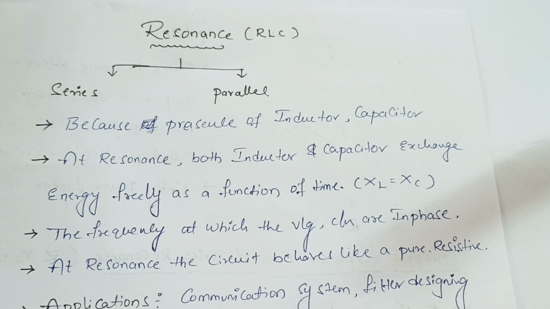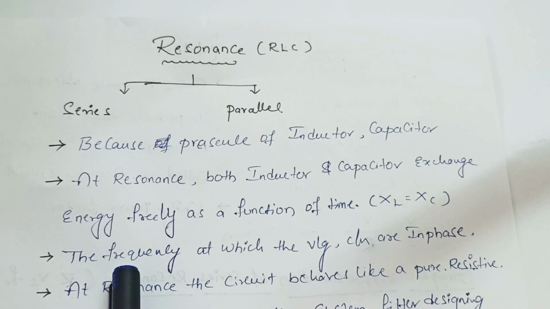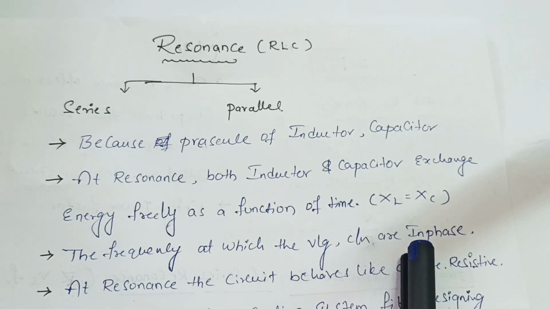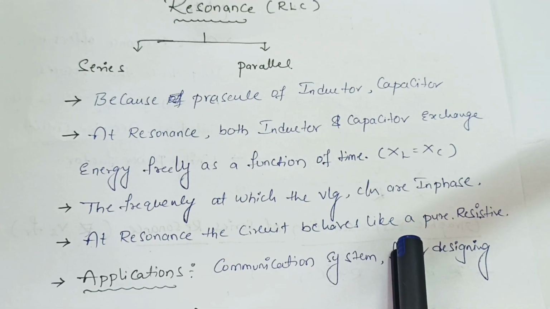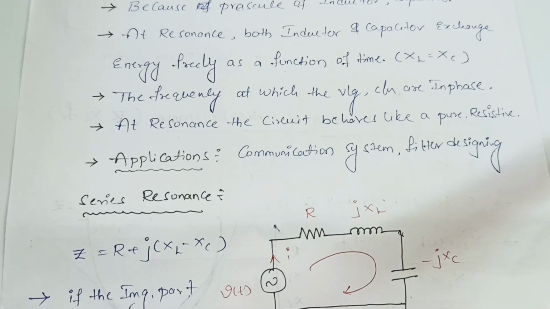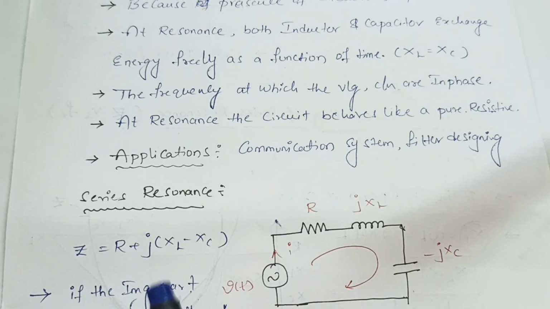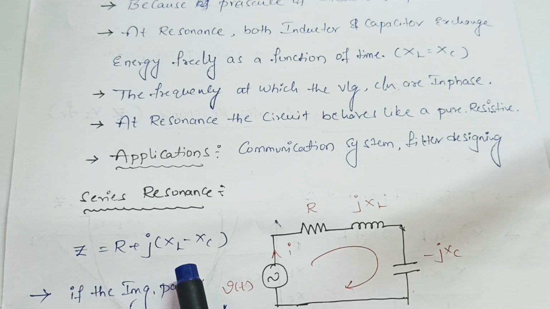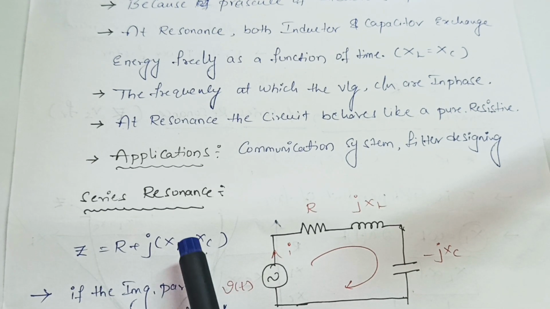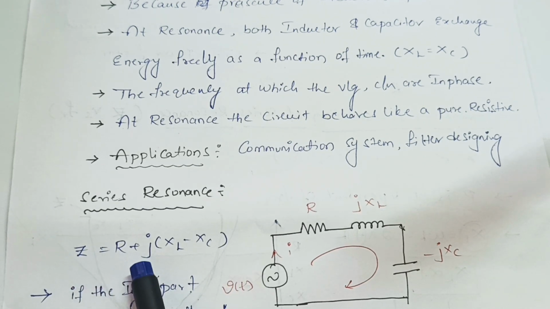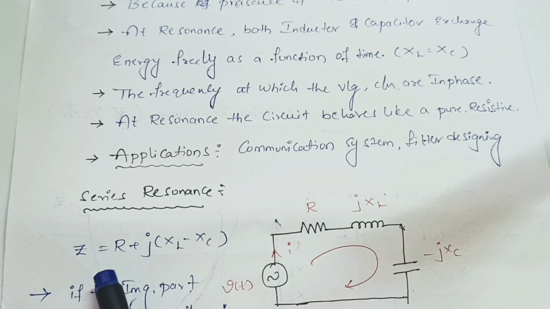Before going to the frequency at which voltage and current are in phase, I am discussing that at resonance the circuit behaves like a pure resistor. The impedance formula is a combination of a real part and an imaginary part. When resonance occurs, the imaginary part is 0. So Z equals R, and the total circuit behaves like a pure resistor.